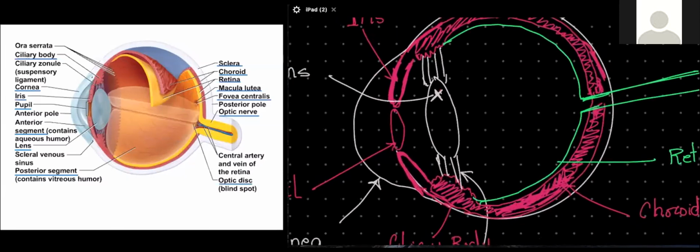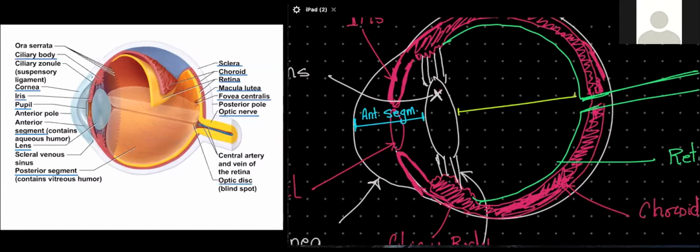We divide the inside of the eyeball into 2 main segments. From the cornea to the lens, we call it the anterior segment. From the lens until you get to the retina, we call this segment of the eye the posterior segment.